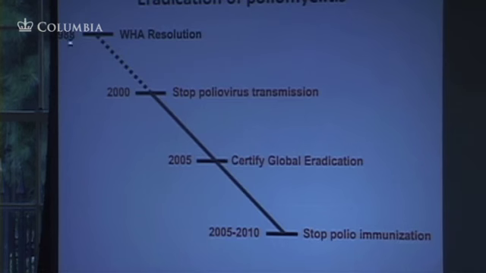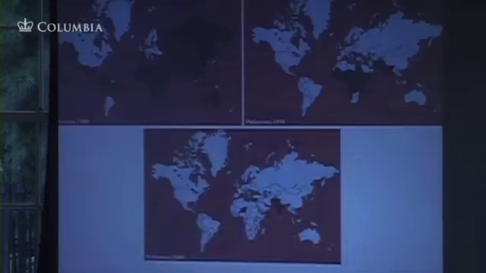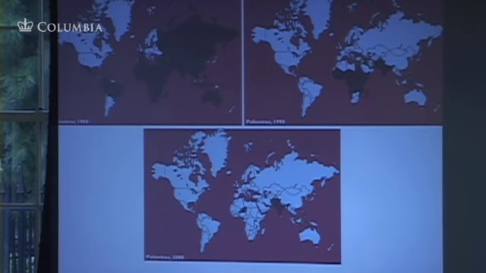They made a resolution in 1988, and the idea would be eradication would occur by 2005, and then at some point we would stop immunizing, because you don't want to keep immunizing for a disease that doesn't exist. So here we are in 2012, and we still have polio. So let's look at why and how that relates to the biology of the virus.